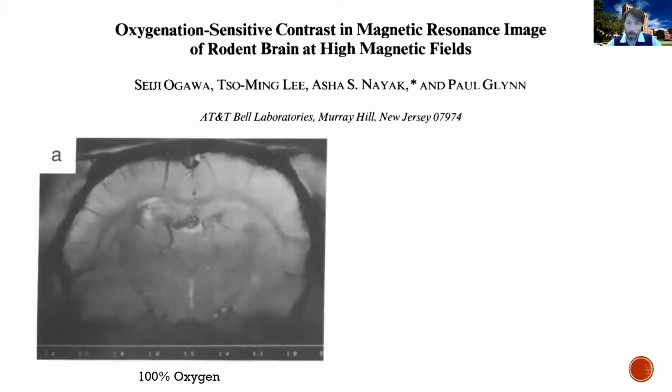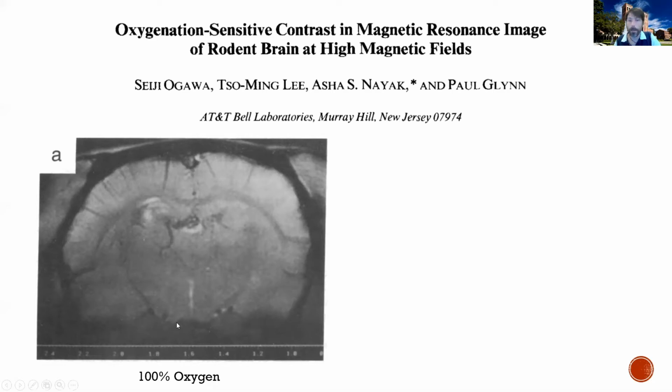Now, Seiji Ogawa was the first to realize, and this is again in the early 90s, that we can actually use the fact that oxygenated and deoxygenated hemoglobin have different magnetic properties to look at brain function. And he was looking at something else. He was looking at MRI inside the animal brain, which is what you're seeing here.